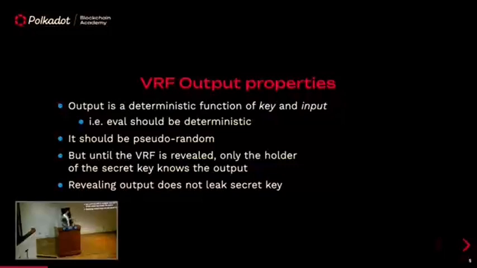And in particular, you really can't pick an output you want and work your way backwards to an input that would produce it. So until the VRF is revealed, until I show other people the signature, only I know what my random output was. And this is an important point in most forms of asymmetric cryptography. Even when we reveal what we're allowed to reveal, it doesn't leak the secret key.